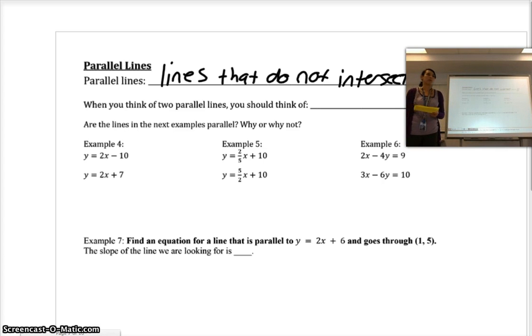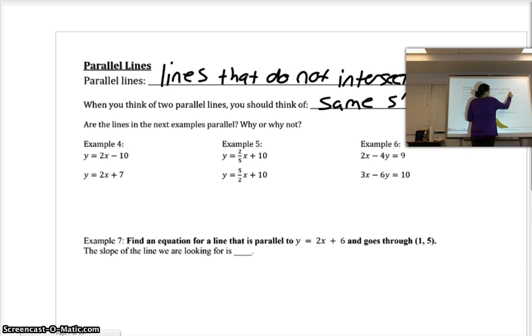Their slope. The value of their slopes. Equal. Slope is equal, so same slope. So if I say parallel lines, you better say same slope. For example, in number 4. Is number 4 a parallel line? Are these two lines parallel?